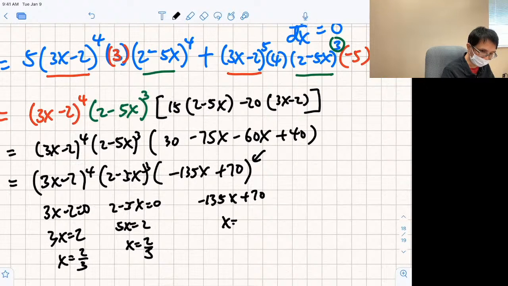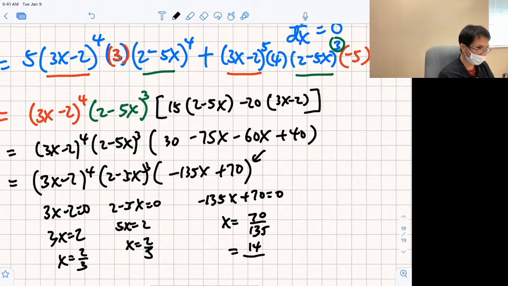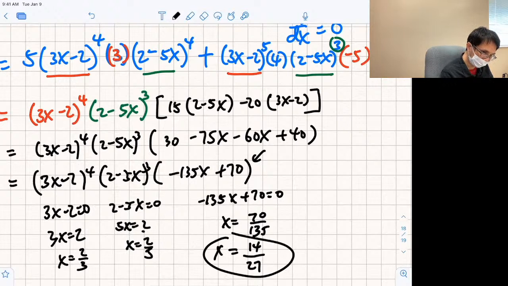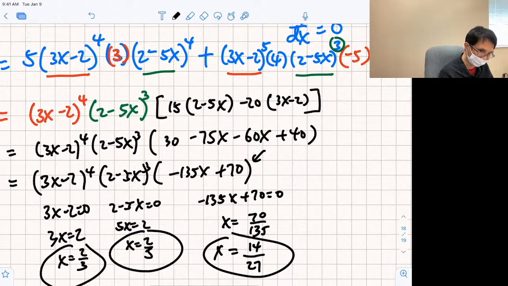So it'll be x equal to 70 over 135. You divide top and bottom by 5, so it's 35. No, by 5 is different. So by 5 is 14. Right? And divided by 5 is 27. Wait, is it 27? Yes, 27. And I don't think you can simplify further. So it's going to be here, here, and here. So 2 over 5, 2 over 3, and the 14 over 27.